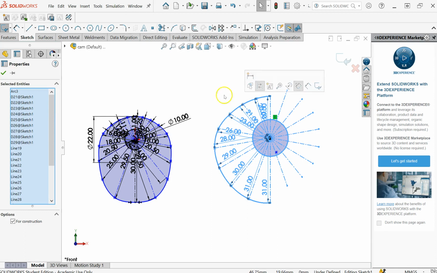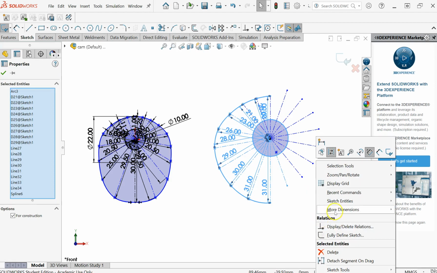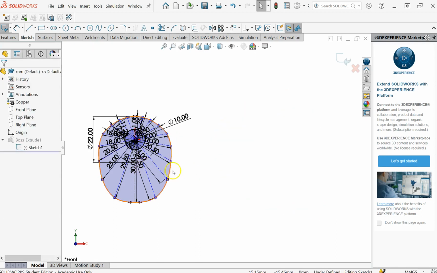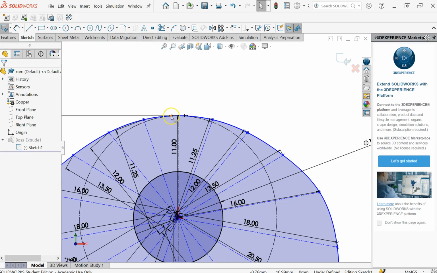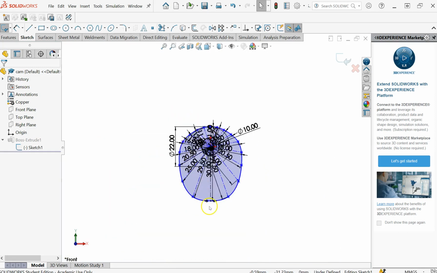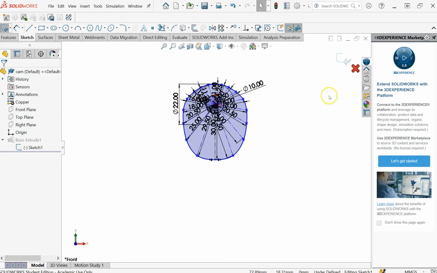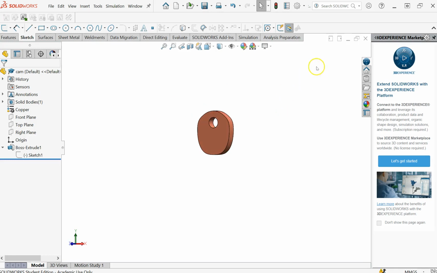So here, in this case, I used a symmetric profile, as you can see, and I have applied tangency here, as you can see it, and I have applied tangency down there. Okay, otherwise it's not going to work. So that is the cam that I have.